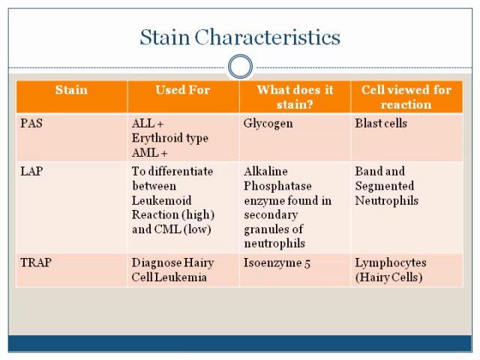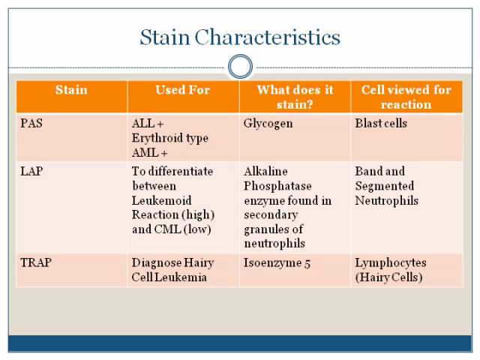The last three stains: PAS is periodic acid-Schiff. ALL will be positive, and only the erythroid type of AML is positive. All the other AMLs are negative for this, so make sure you know that. It specifically targets glycogen in the cells.